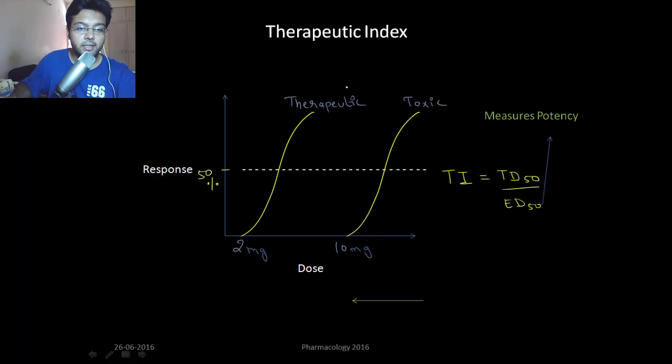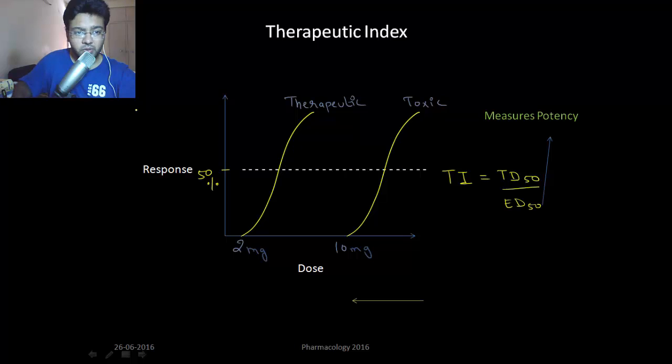Next is therapeutic index, right? Now let's suppose on the x-axis you have dose, say 2 mg and 10 mg, and on the y-axis we record response in percentage, and in the graph you find curves, right? So you have dose, response, and curves. All the three words combined, you also call this graph a dose response curve, right?